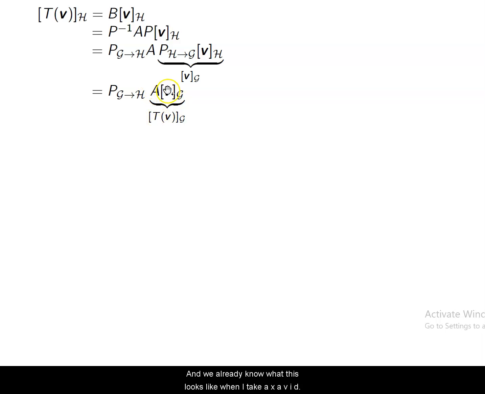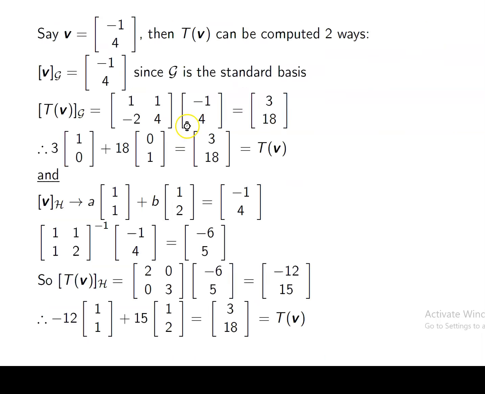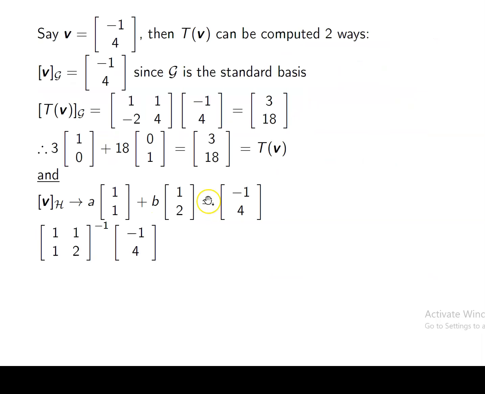When I take A times V of G, I get the image of V under the transformation in the basis G. And we got that all the way from the very, very beginning, right? A times the representation of X in G will give me the image of that vector in terms of G. So that's just that equality that I'm having here.